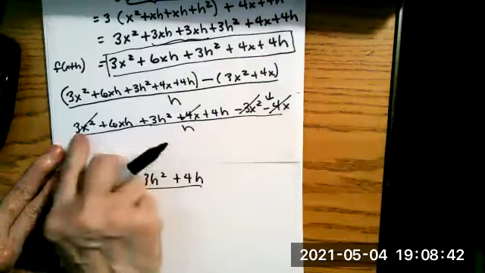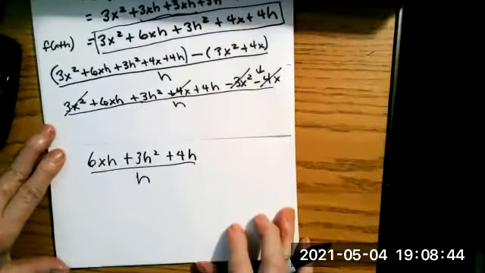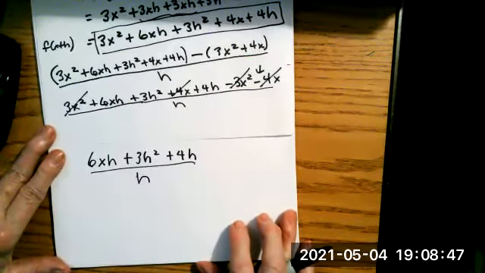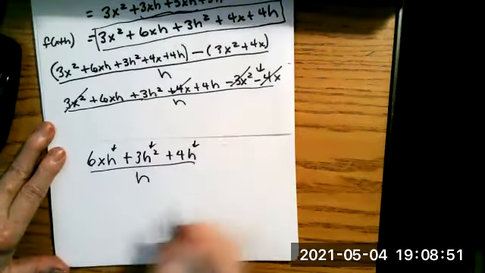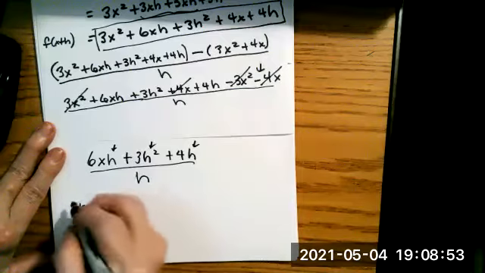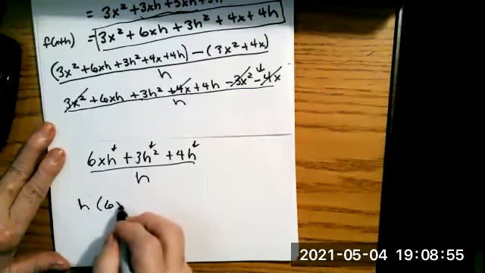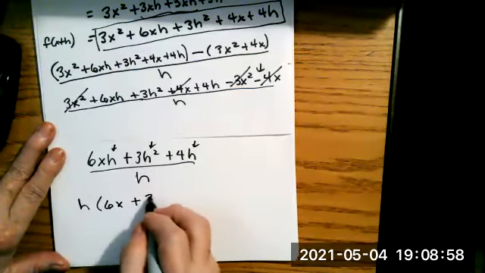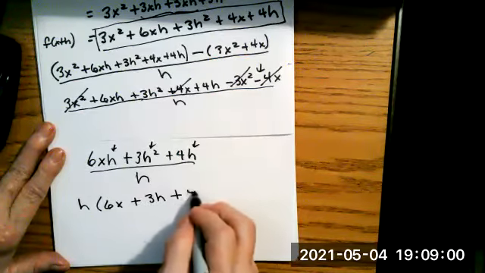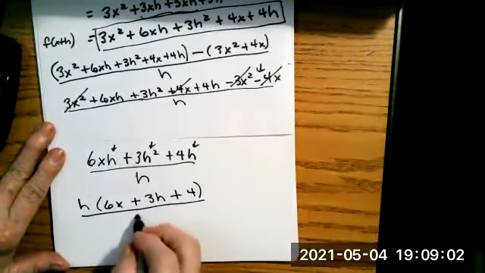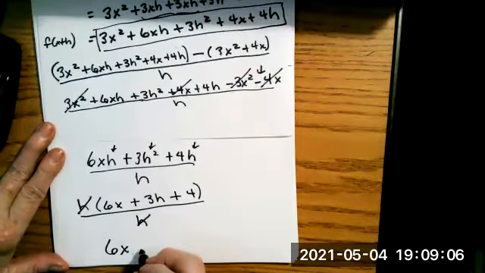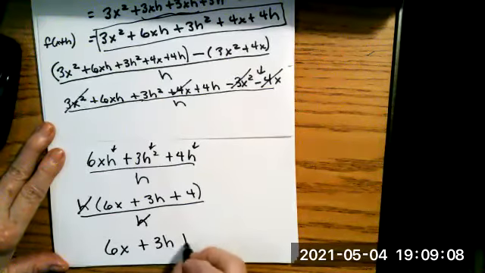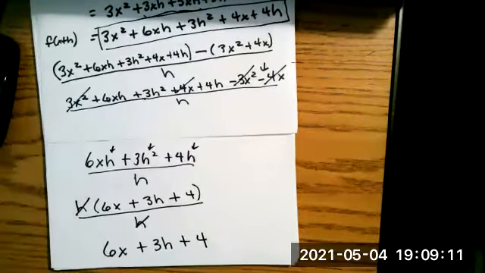These two in the end should cancel with 2 over here. Now the next step, because you've got an h in each one of these, take out an h and you'll have 6x plus 3h plus 4 over h. Cancel your h's out, and you'll have 6x plus 3h plus 4. There's your answer.